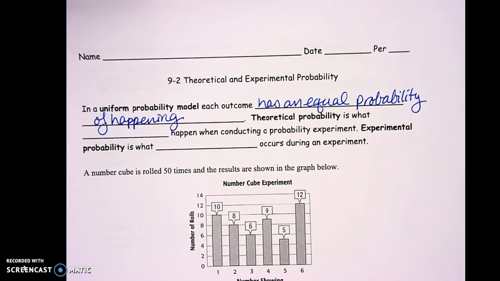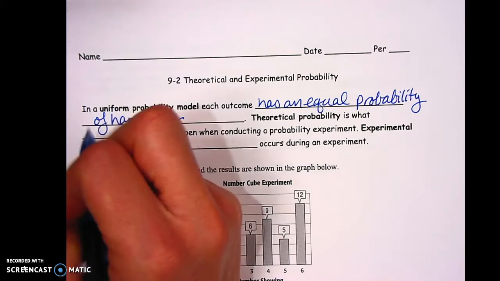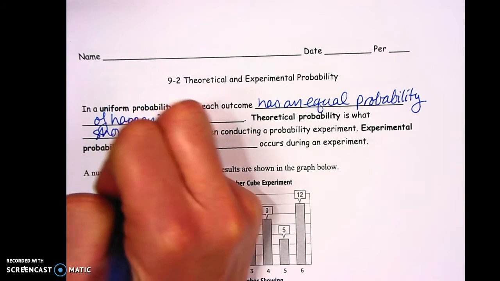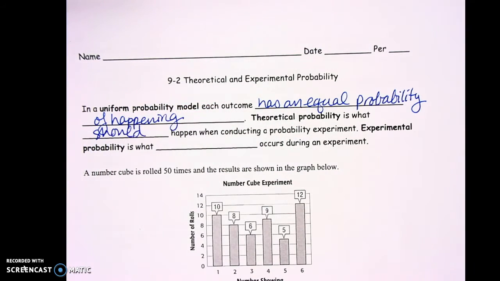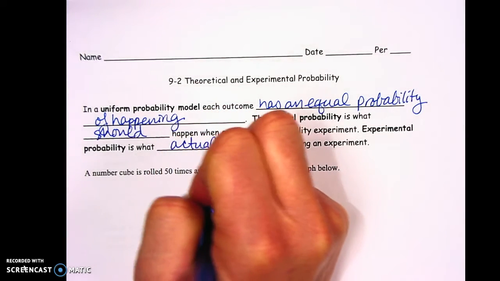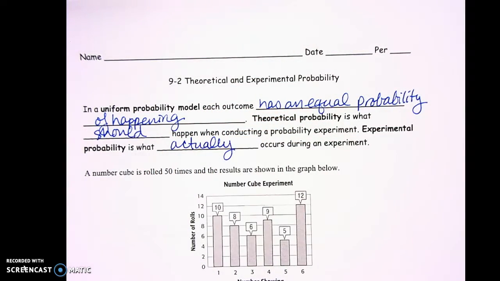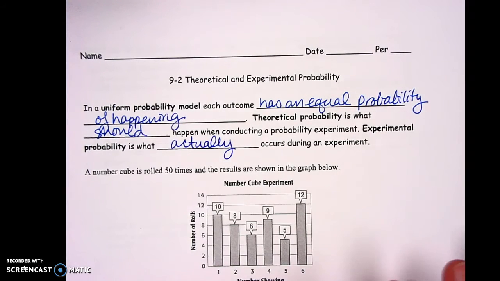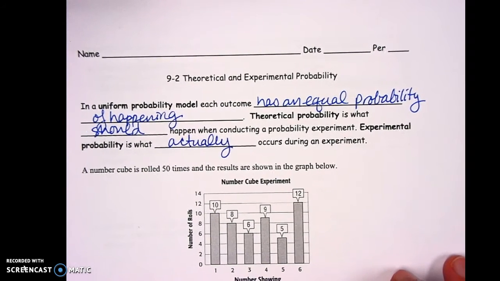Two other things. Theoretical probability is what should happen when conducting a probability experiment. So we say theoretically, this is what should happen. And then we have experimental probability, which is what actually occurs during an experiment. So what should happen and then what actually happens. Let's jump right into some problems.